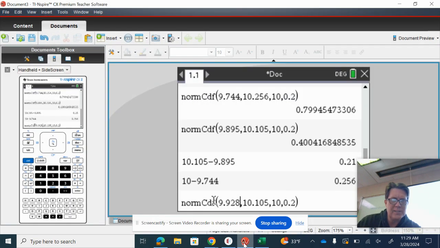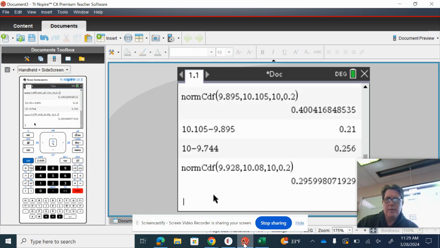10.08. That's a weird range. That's only 30%. So that one didn't work.